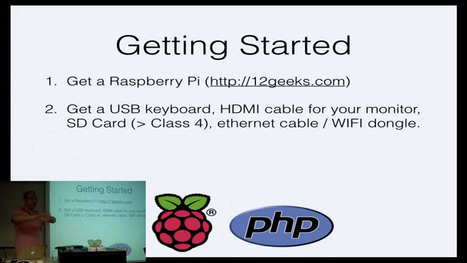But for the purpose of you guys playing around with this in your own free time, I would suggest you go to 12geeks.com. You can buy not just the Raspberry Pi, but also other peripherals. They have a starter pack, which has the Raspberry Pi plus SD card and USB hub and all that sort of thing in one package, so you can buy quite cheaply off their site.